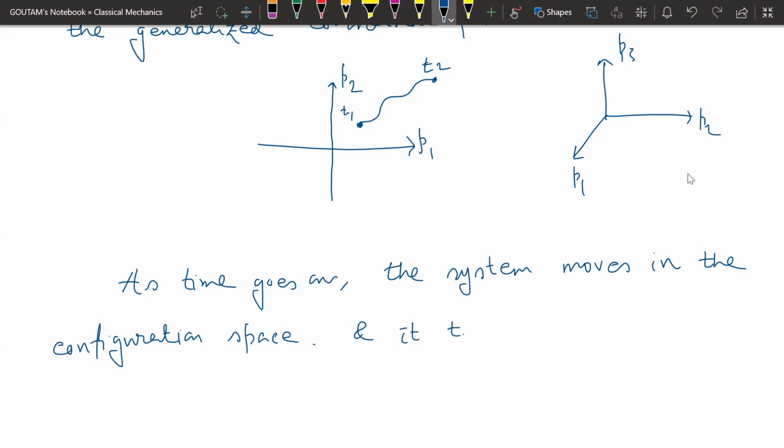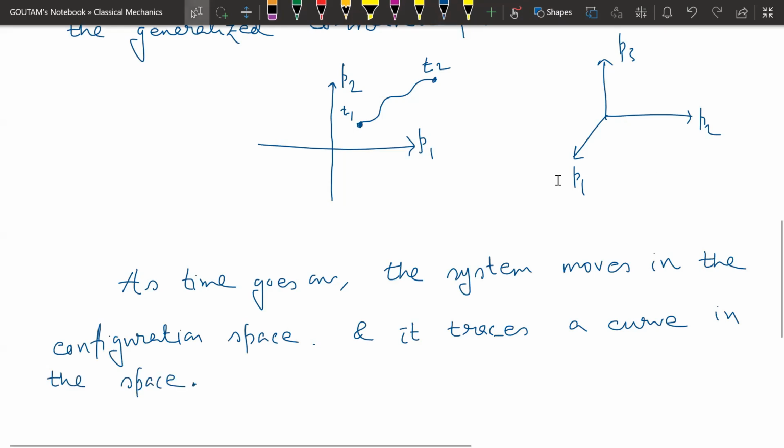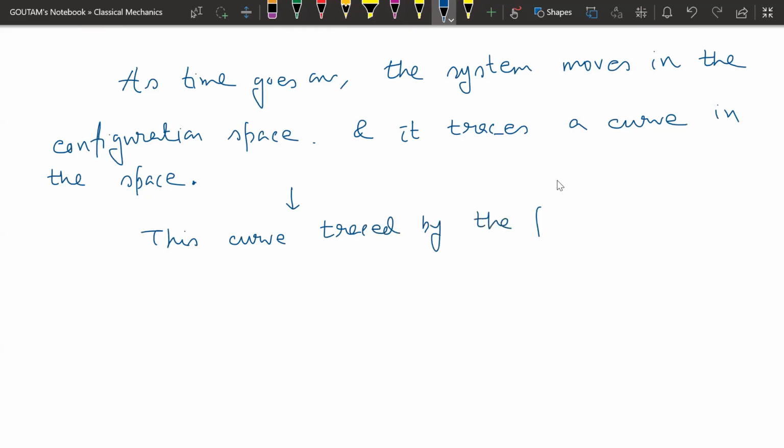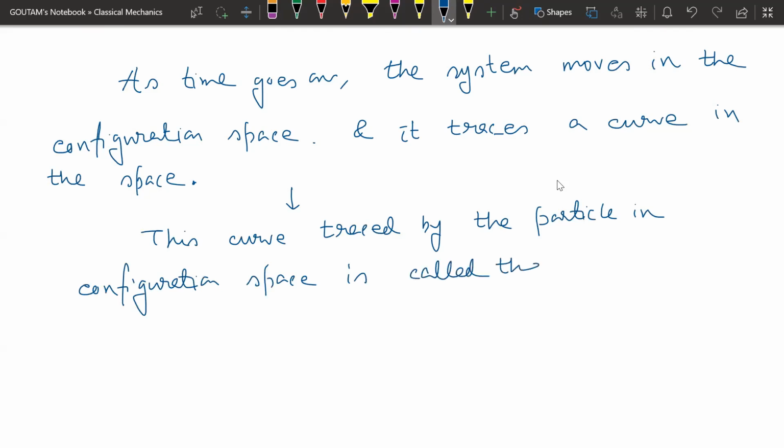And it traces a curve in the space. This curve traced by the particle or the system in configuration space is called the path of motion of the system.